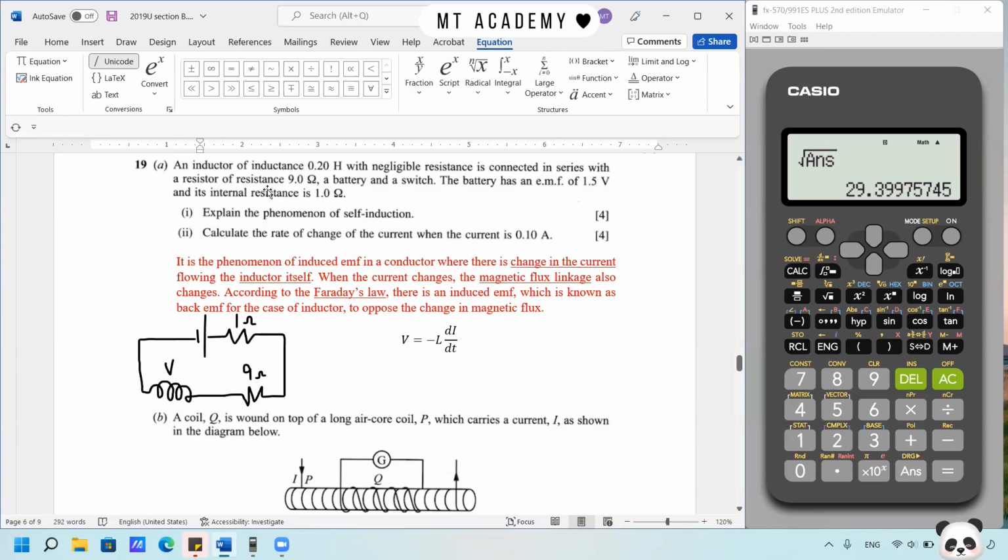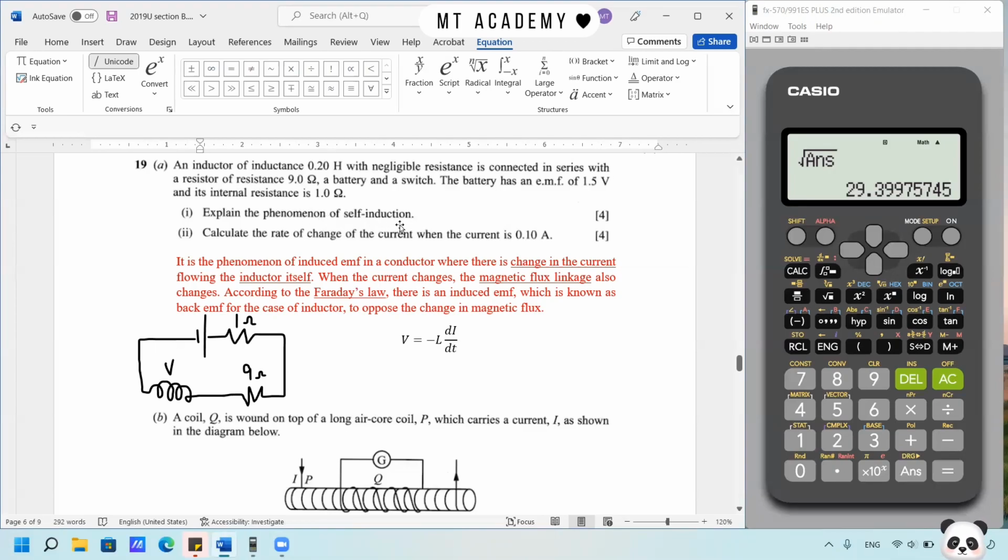We have an inductor of 0.2 Henry with negligible resistance connected in series with a resistor of 9 ohm, a battery and a switch. The battery is 1.5 volt and has an internal resistance of 1 ohm. Explain the phenomenon of self-induction.